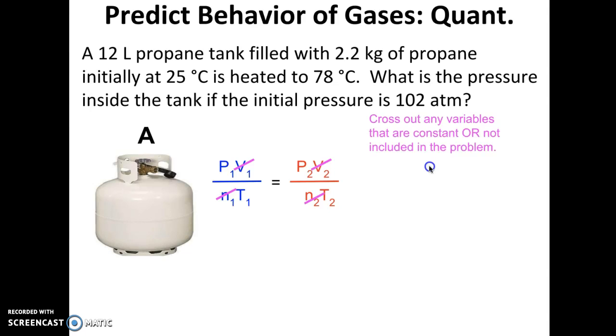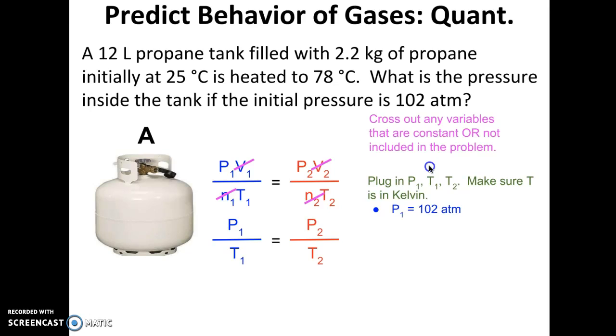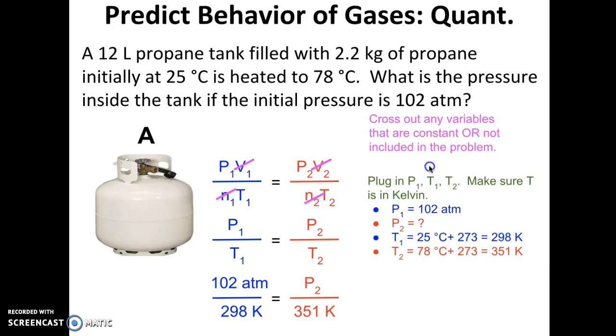So what I'm left with is P1 over T1 equals P2 over T2. And basically all I've got to do at this point is plug it in and make sure my temperature is in Kelvin. So my P1 is 102 atmospheres. P2 is what I'm trying to find. T1 in Kelvin is 298 K and T2 is 351 K. And so I go ahead and plug that in, cross multiply and solve, and I get P2 is 120 atmospheres.